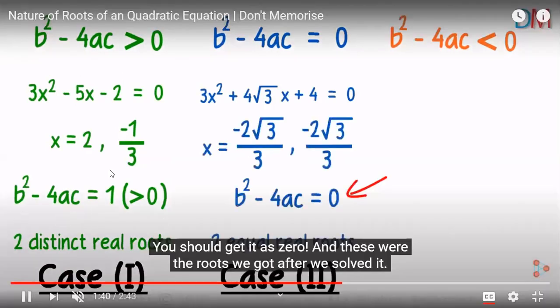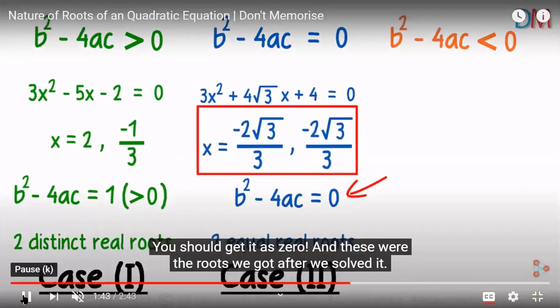Now consider the second example: 3x square plus 4 under root 3 x plus 4 equals 0. Now you can solve this equation and find the roots. b square is 4 under root 3 whole square, which is 16 times 3, 48. And 4 multiplied by 3 multiplied by 4 is 48. 48 minus 48 will be 0. So this equation contains two real roots, minus 2 under root 3 upon 3 and minus 2 under root 3 upon 3. Both roots are the same.